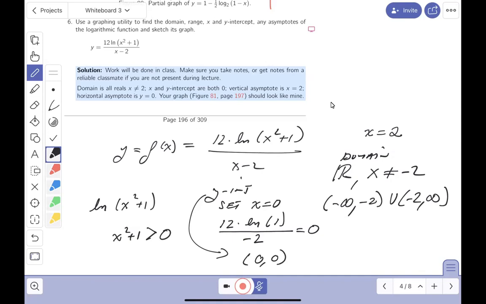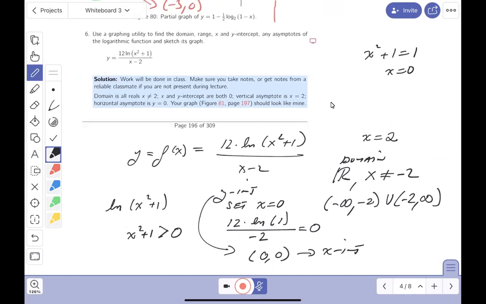By the way, it also happens to be an x-intercept. But is there another x-intercept? And the question is, is the argument ever equal to 1? In other words, is x squared plus 1 ever equal to 1 at only one spot, when x is equal to 0? So there's only one point now. This is both an x and a y-intercept.